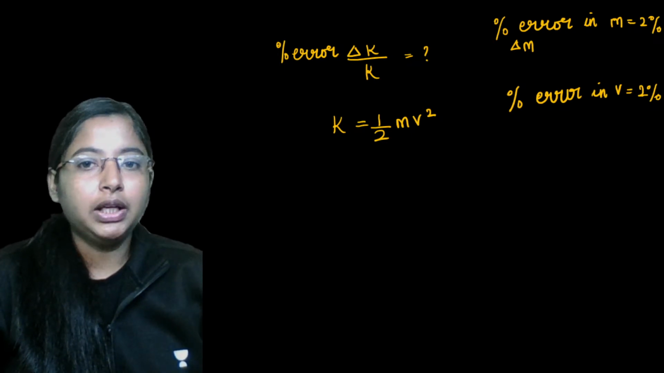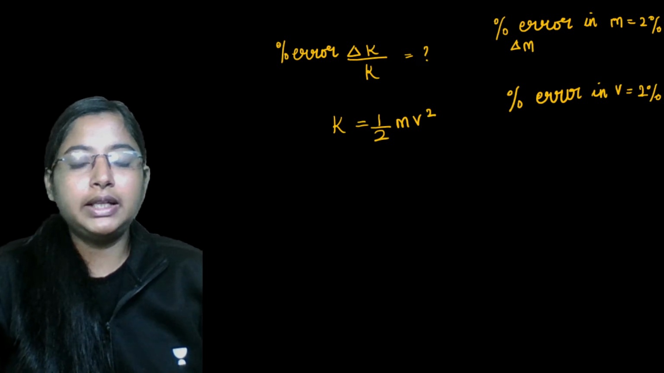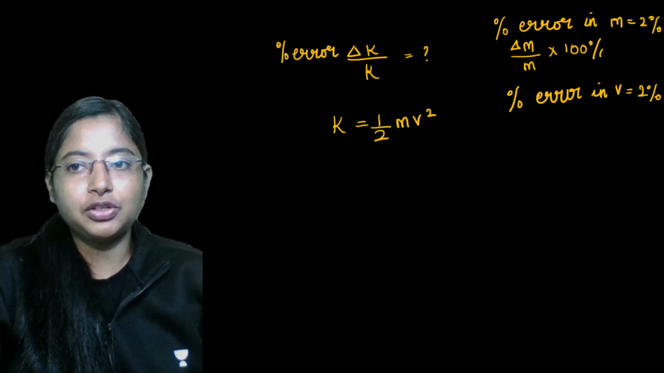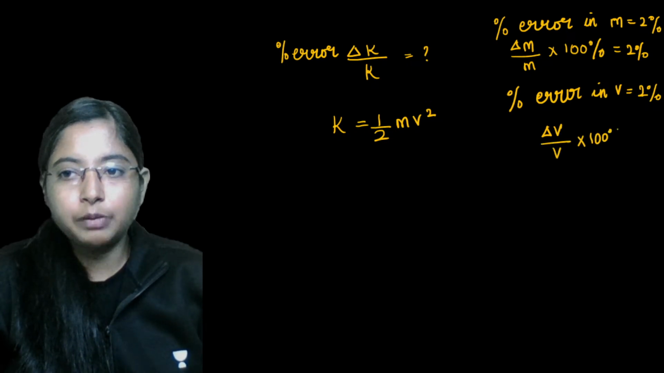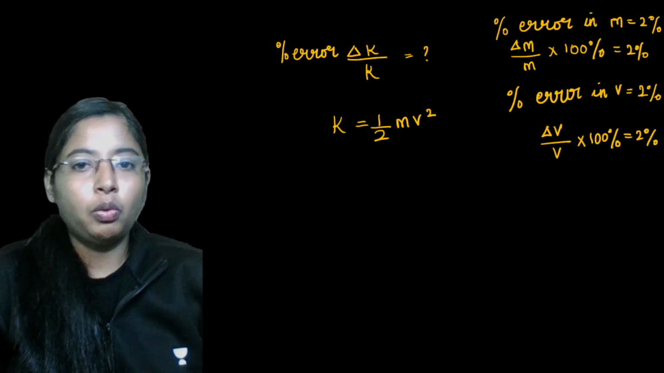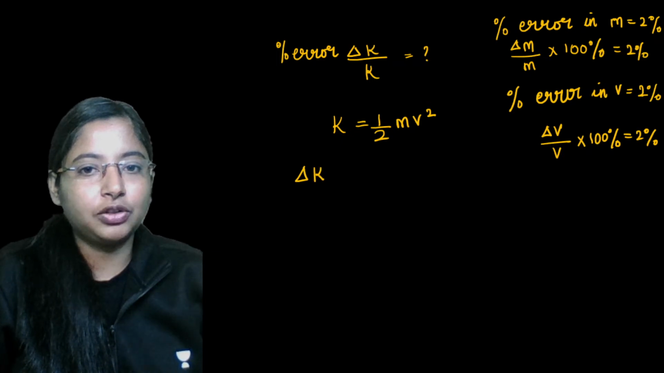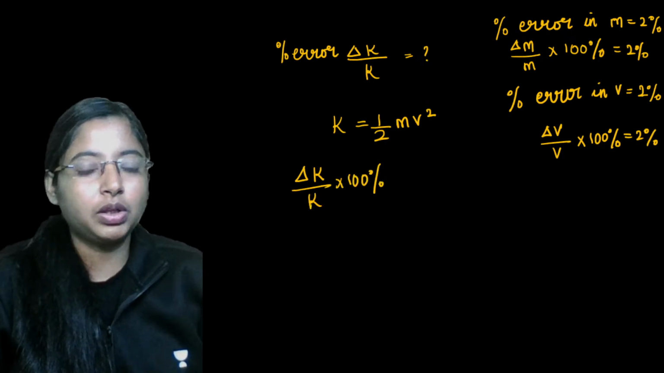Very simple. There are two things we have to follow here. There is error when you're taking multiplication, and there is error when you're taking a power term also. So percentage error in mass means delta m by m into 100%, which is given as 2%. Similarly, percentage error in velocity is delta v by v into 100%, given as 2%. What are they asking us to find? Percentage error in K, that is delta K by K into 100%.